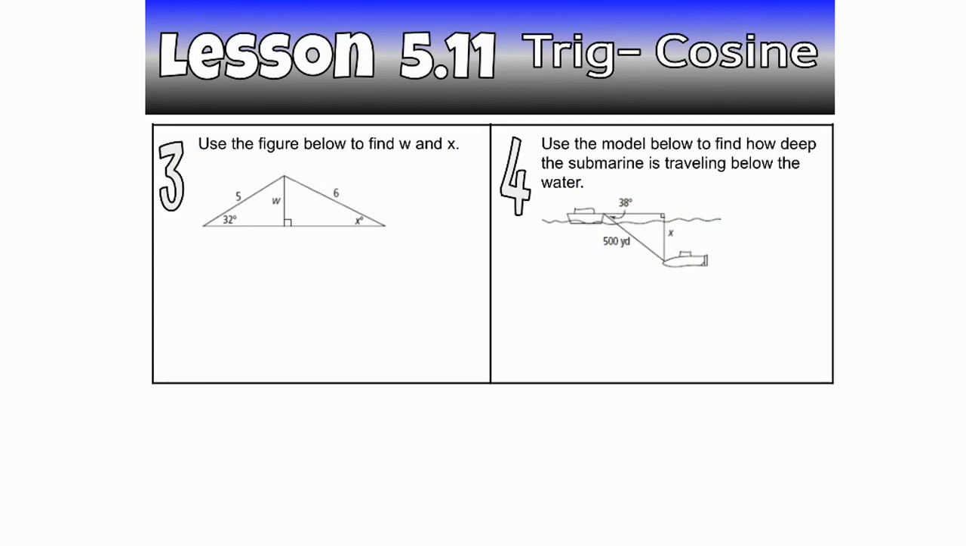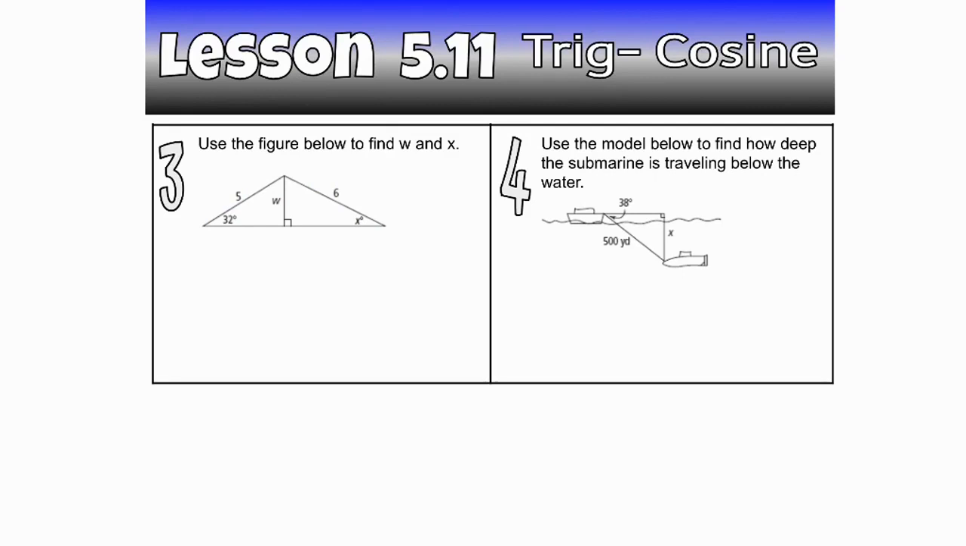Okay, so now this one is a little bit trickier, I guess, because there are two things I have to find: W and X. So I need to look here. If I'm going to solve for W, I'm going to see what I am given. Well, I have two triangles. I have a triangle here, and then I have a triangle on this side.